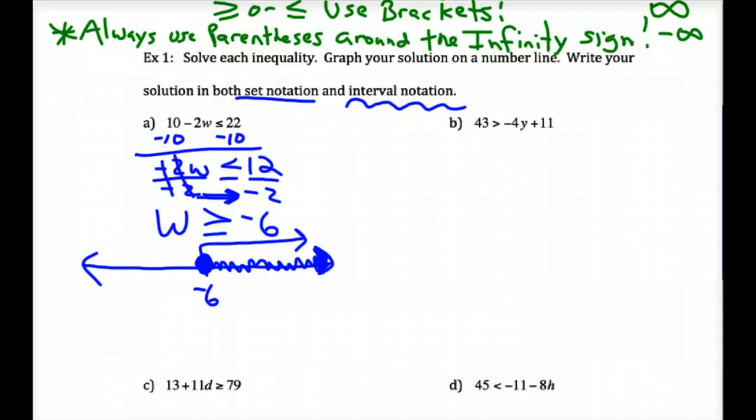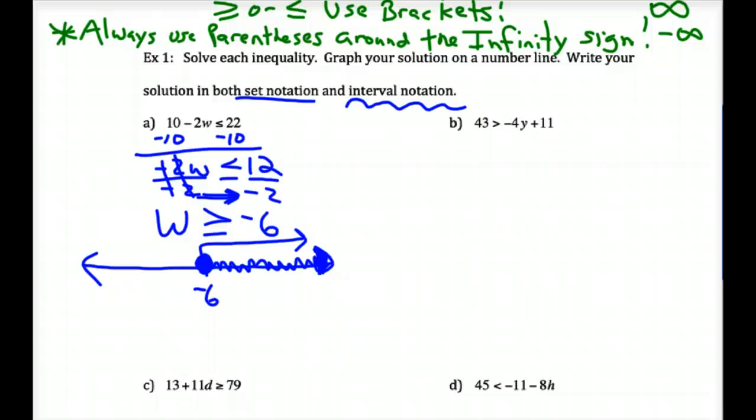How do you know to flip or not flip? What did we do to both sides in this step here, Al? Divide by negative 2. When we divide both sides by a negative number, you flip. So if you divide by 2, you wouldn't flip? Right. Divide both sides by a positive, no flippy.